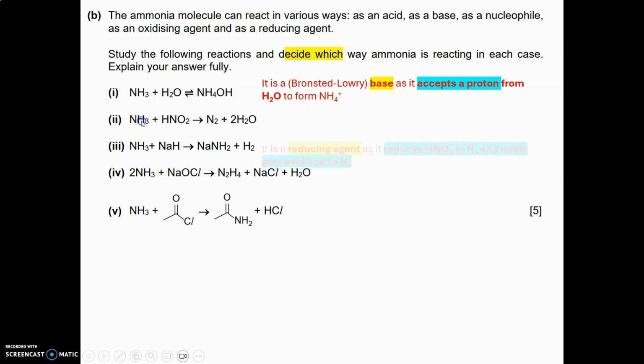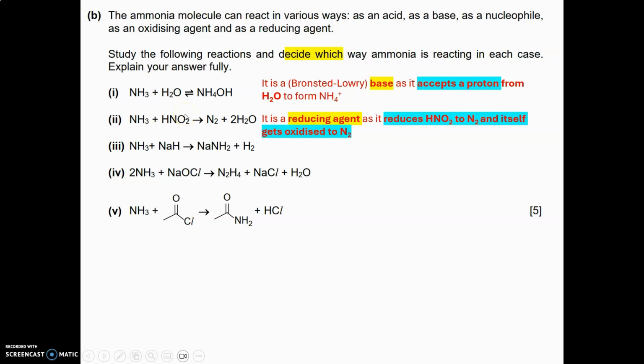Second one, it is a reducing agent. If you do the oxidation state calculations, you'll notice that in ammonia, the nitrogen has oxidation state of -3, and N2 oxidation state is 0. Because it reduces HNO2 to N2, itself gets oxidized to N2 as well. So therefore it is a reducing agent.